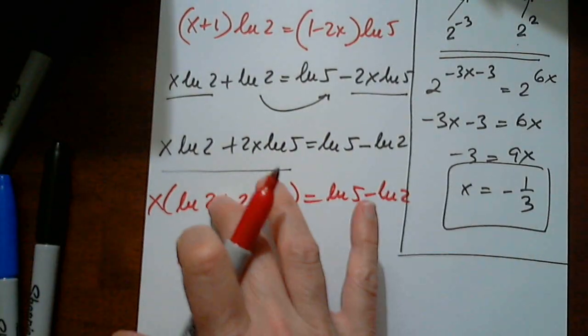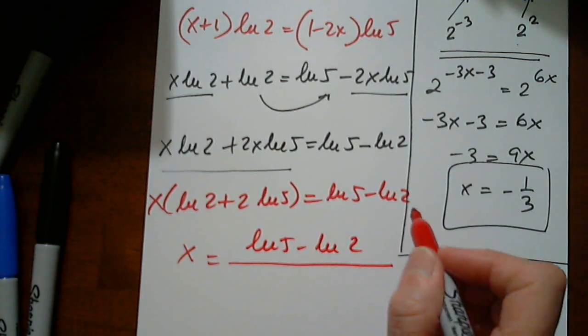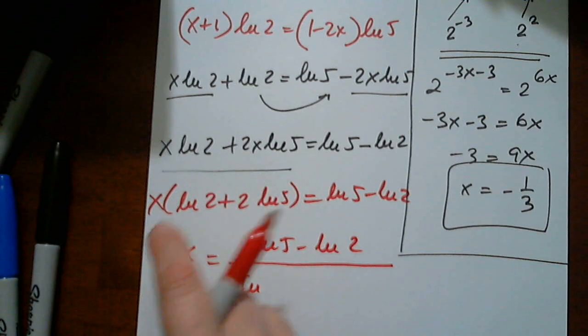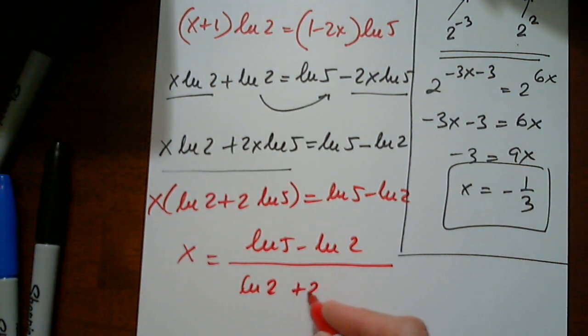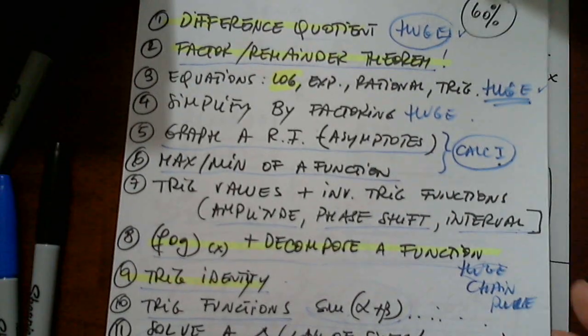Divide. Correct. Natural log 5 minus natural log 2 over the number that multiplies x, natural log 2 plus 2 natural log 5. Indeed. Perfect. Good.